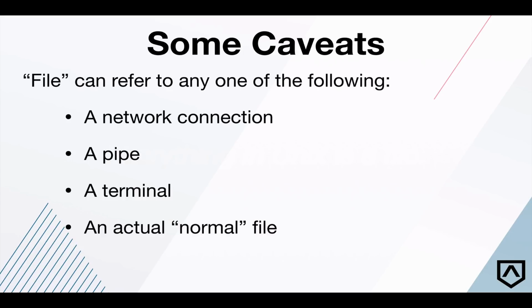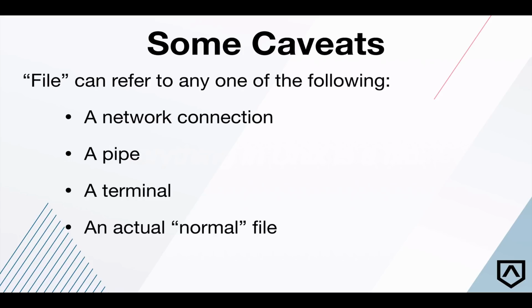So I want to talk a little bit about some quick caveats about this term file that we use in Unix programming, and that is that file doesn't just refer to what you might think of as a file, for example a file where you have some code, or maybe a word processing file or something like that, right? So file in Unix doesn't just refer to those particular things.